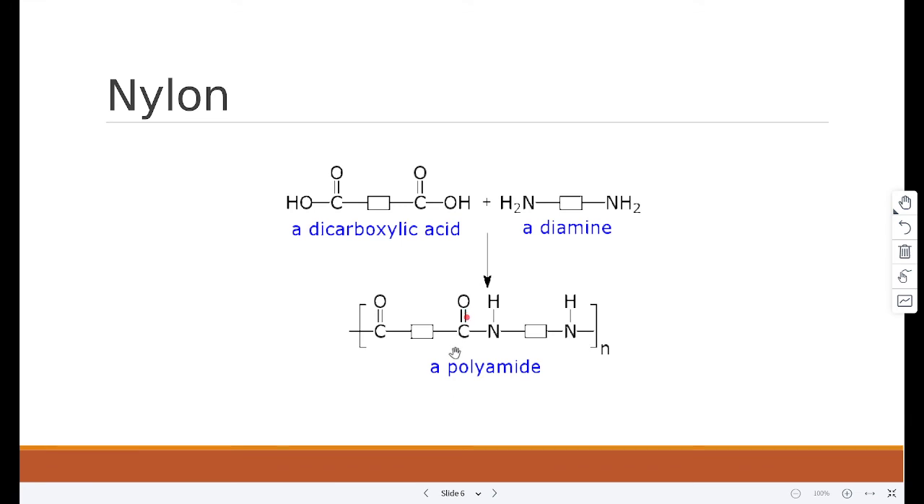Now, an amide linkage, as you can see here, is formed with the subsequent loss of one water molecule per link. So, the carbon and the nitrogen bond is the amide linkage.